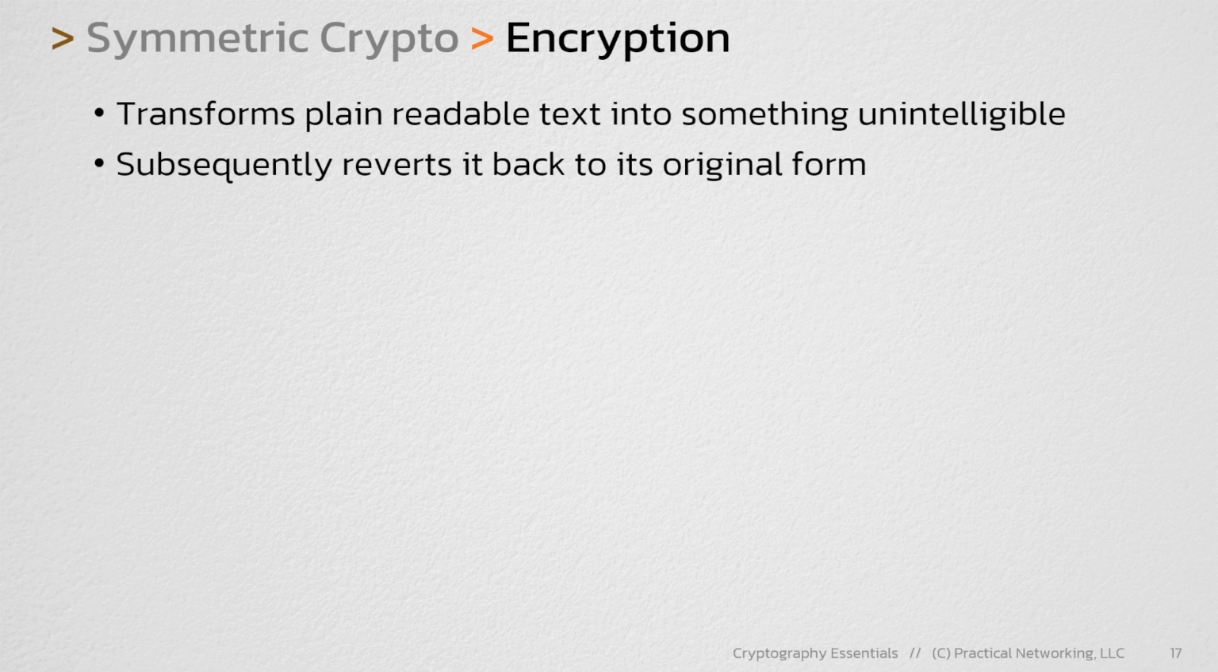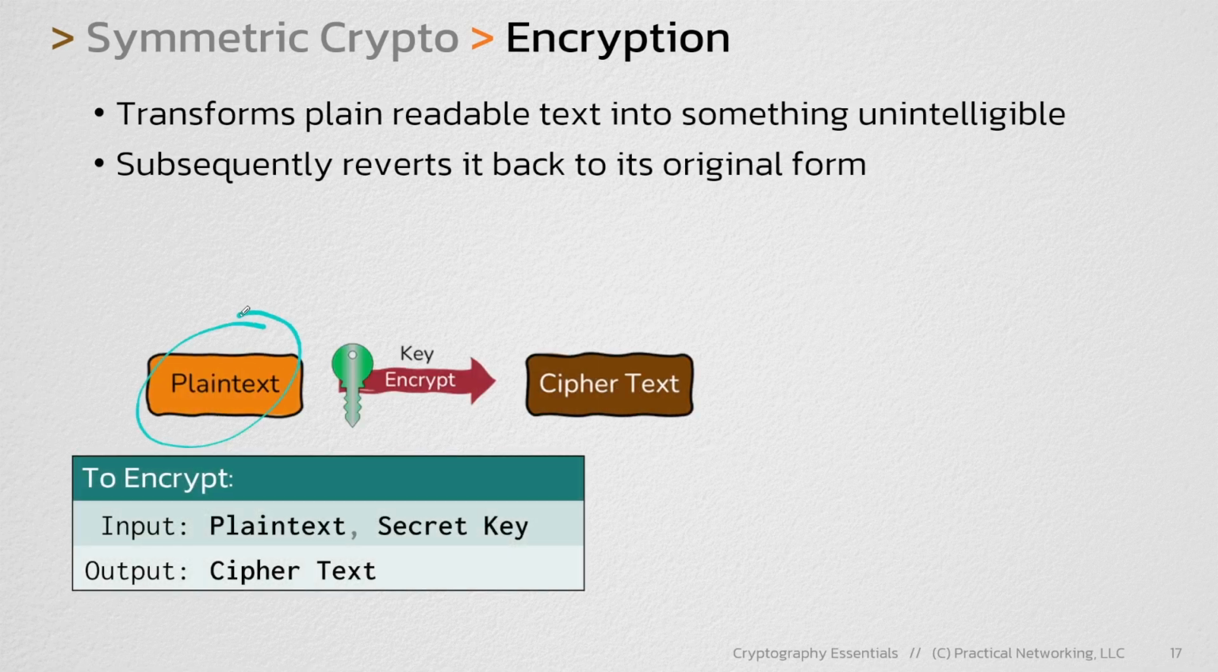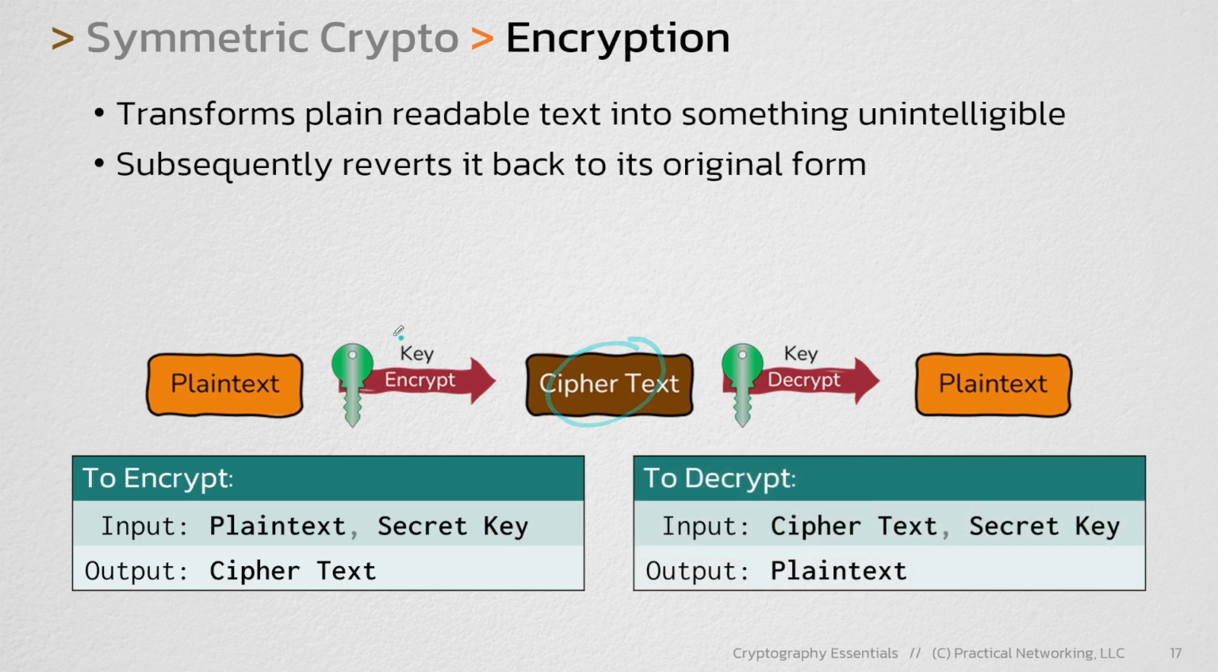Here's what this looks like visually. The plaintext is the content before it was encrypted and readable by anyone. You take that plaintext and combine it with an algorithm and a secret key that's going to produce ciphertext. The ciphertext is the unintelligible form of the original plaintext. Then you can take this ciphertext and decrypt it using the same secret key as you used to encrypt it to revert it back to its original form.